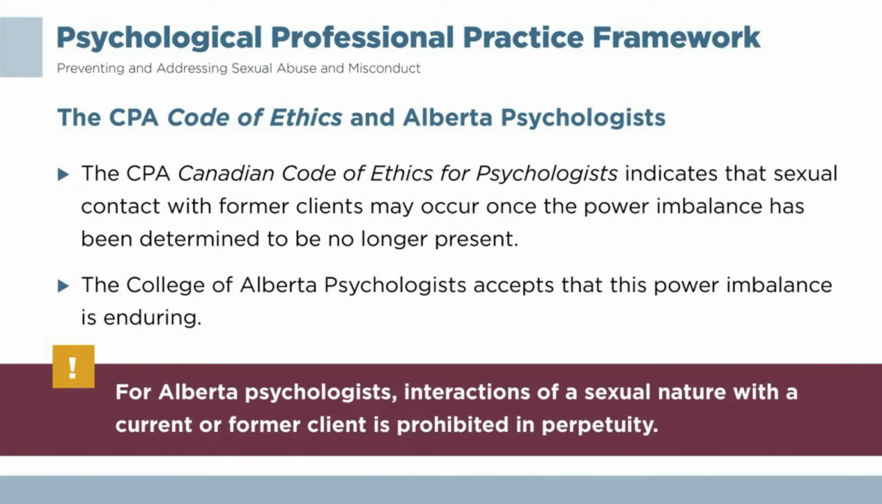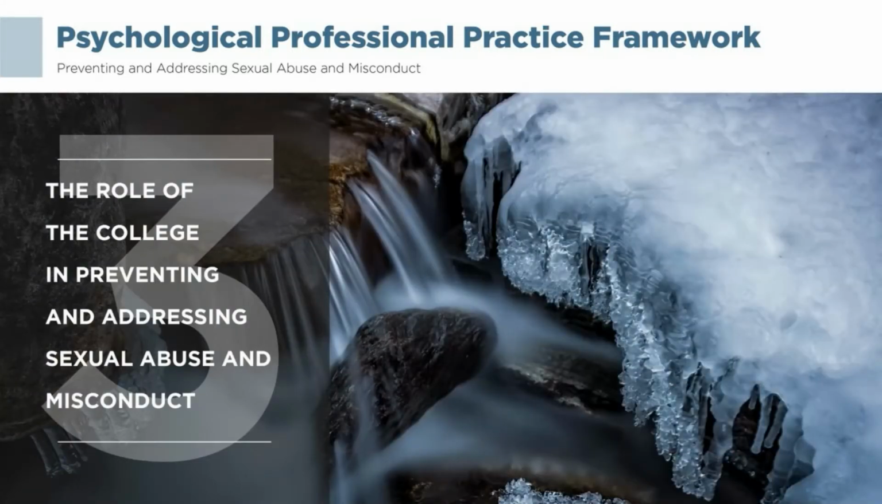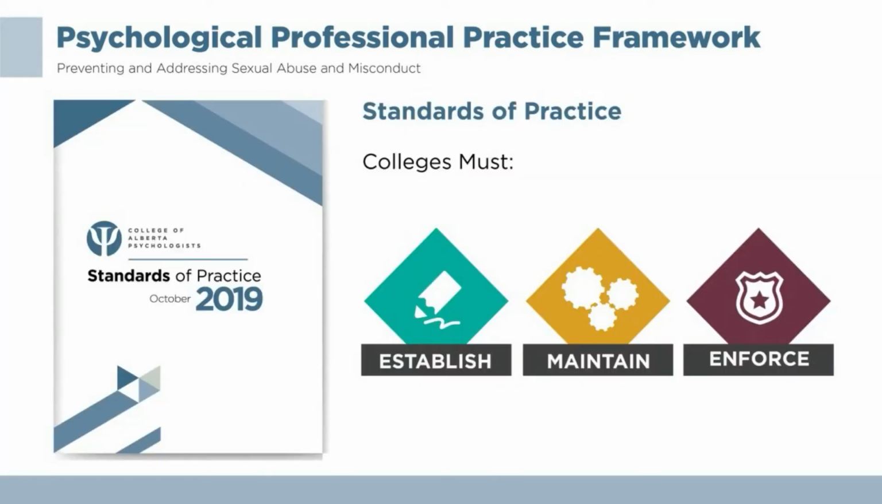The College of Alberta Psychologists accepts that this power imbalance is enduring. For Alberta psychologists, interactions of a sexual nature with a current or former client are prohibited in perpetuity. From here, we will shift our attention to the College of Alberta Psychologists' regulatory role in preventing and addressing sexual abuse and misconduct. To protect the public, Alberta's Health Professions Act, HPA, Section 3, 1C, requires all regulated health professional colleges to establish, maintain, and enforce ethical principles and standards of practice for the regulated profession.